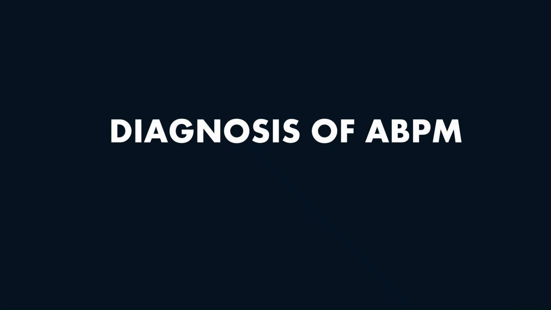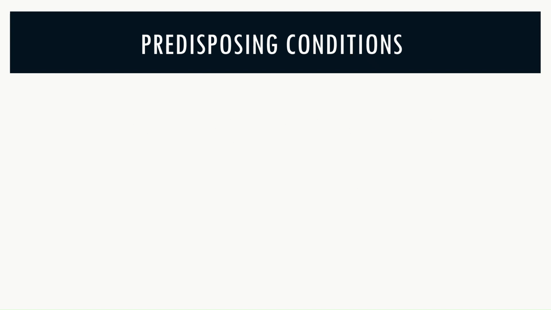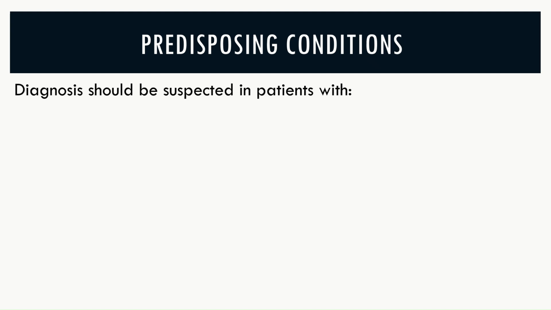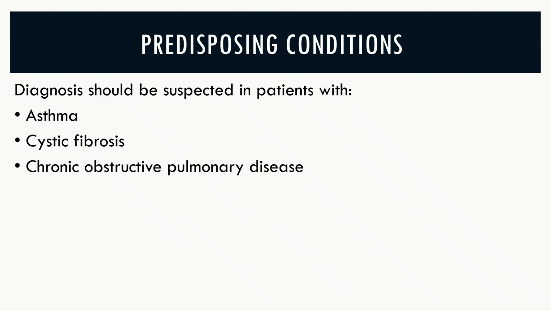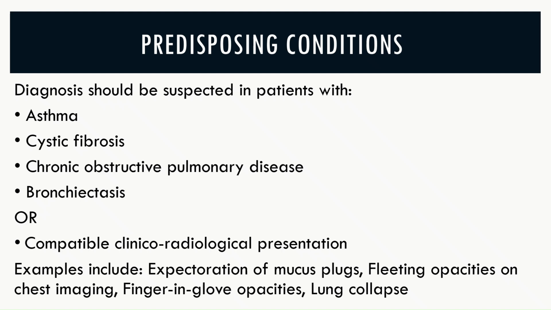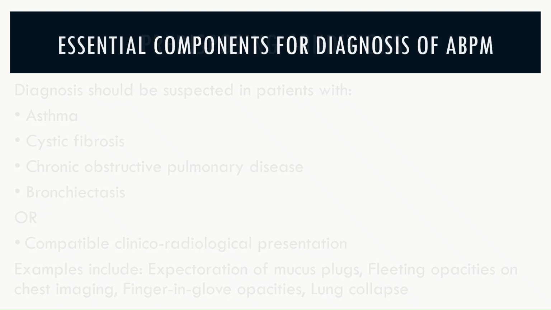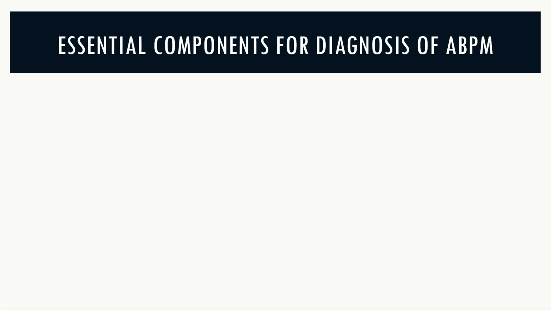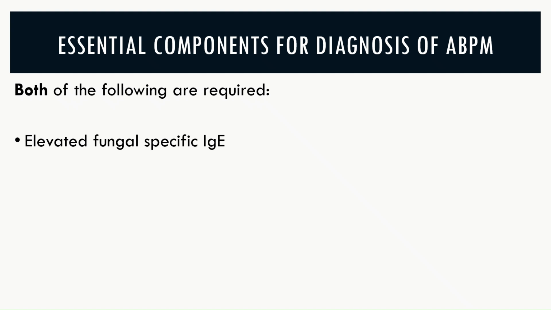Diagnosis of ABPM. The diagnosis of allergic bronchopulmonary mycosis should also be considered in patients with predisposing airway diseases such as asthma, cystic fibrosis, chronic obstructive pulmonary disease, or bronchiectasis, or in those with compatible clinico-radiological findings. For the diagnosis of ABPM, the essential criteria include elevated fungus-specific IgE levels along with serum total IgE level of at least 500 international units per milliliter or above.